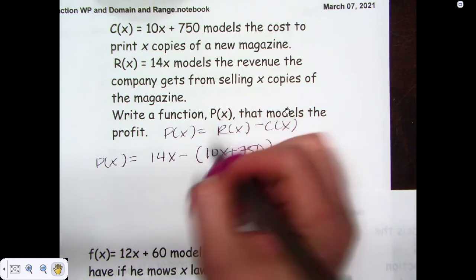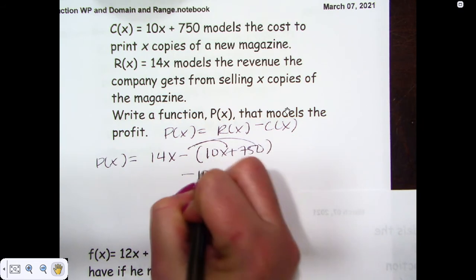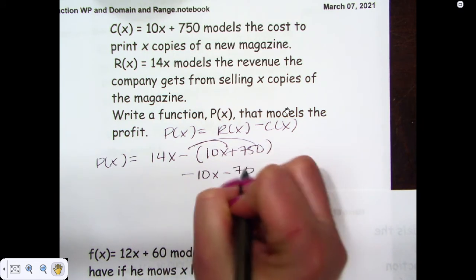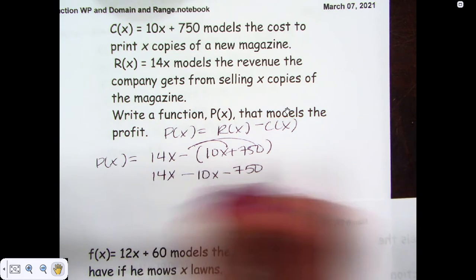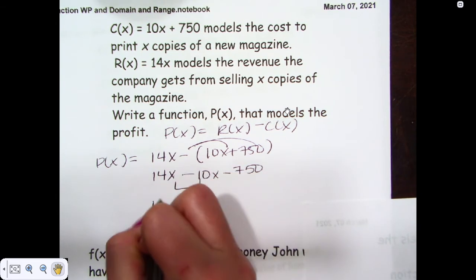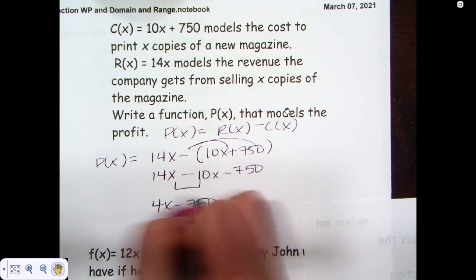Okay, again, you've got to distribute that negative sign. So that makes that a negative 10x and a negative 750. And then we're going to combine like terms. So it's going to be 4x minus 750 is our profit equation.